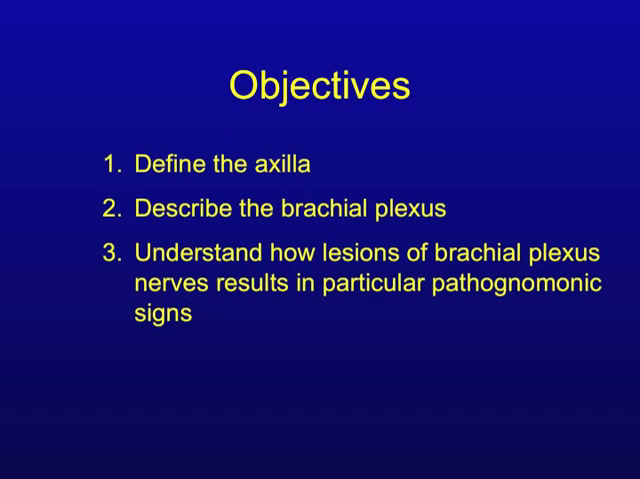There are three objectives in this lecture. First, I will define the axilla, in particular its boundaries. Second, I will describe the brachial plexus, specifically the different components that make up the plexus and its terminal branches. And third, based on the normal innervation patterns of the terminal nerves of the plexus, I will describe some lesions of these nerves and explain the pathognomonic sign of a particular nerve lesion.